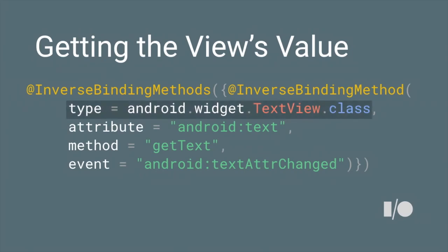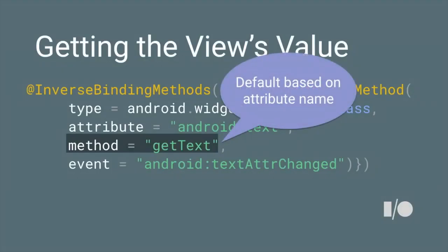So let's look at how you get the field's value. We just saw about getting the field's value. And one thing to do is to try to create this annotation, which will give you a getter for your view. So here we have a text view type, and we want to know what is the getter for Android text. Now we have this method. We can just declare it. It's getText. But if you don't supply it, there's a default, and it just uses the attribute name. So even if we didn't supply anything, it would use getText because the attribute is Android text.